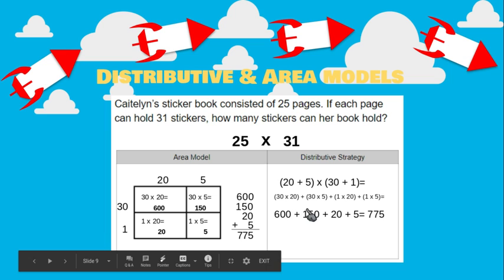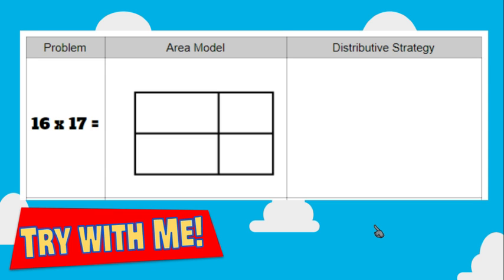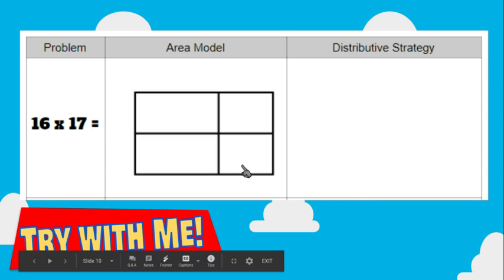So now I'm just going to add all of these up because I've got to remember to bring down my plus signs. Once I add up my numbers, or my products, then I'm going to get 775, which is the same thing. So 25 times 31 is 775. So let's try this one more time. So we've got 16 times 17.